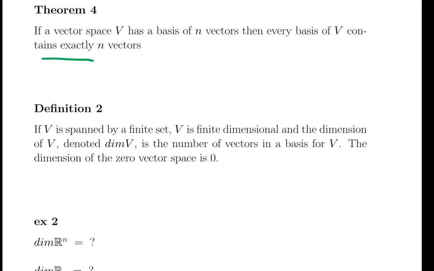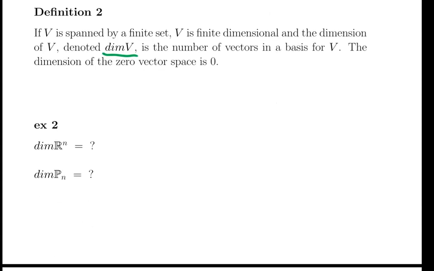So if V is spanned by a finite set, V is finite dimensional, and the dimension of V is denoted dim of V, right? You can see that pattern in this course, right? It's always the first 3 letters. Dimension of V is the number of vectors in the basis for V. And of course, the dimension of the 0 vector space is 0.